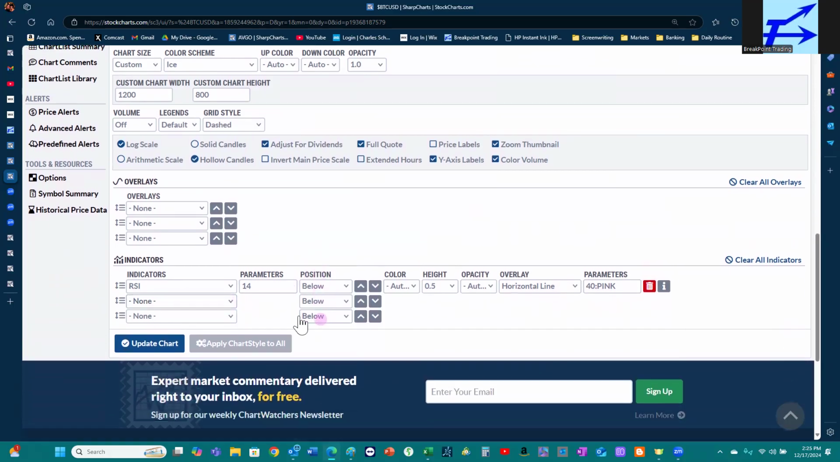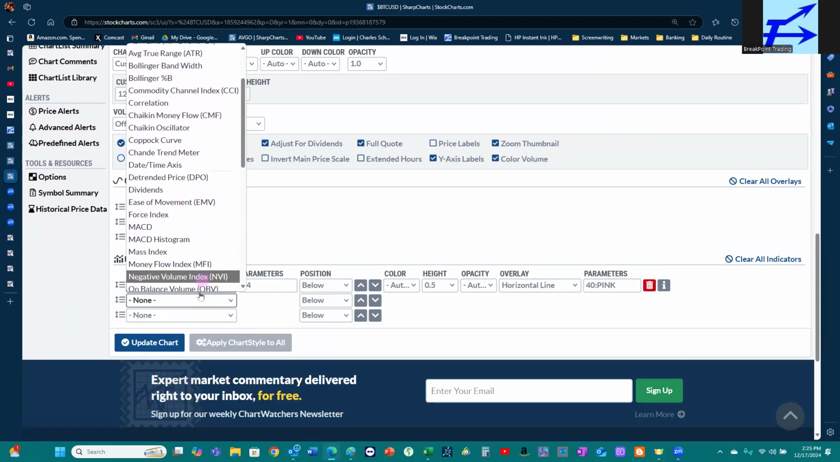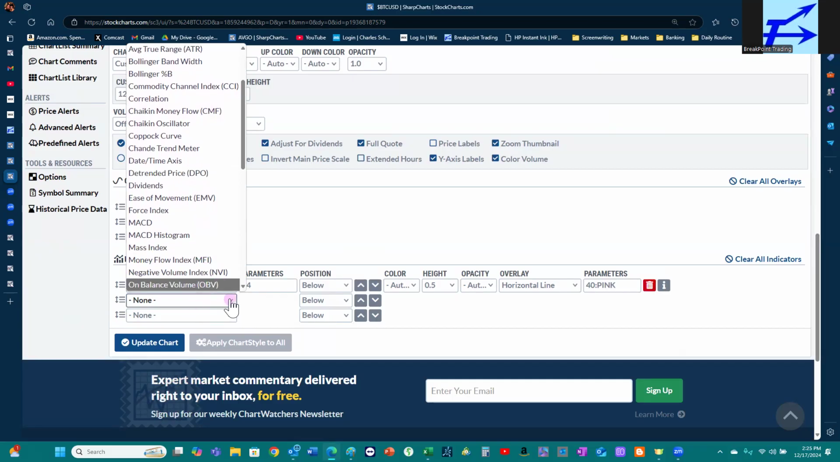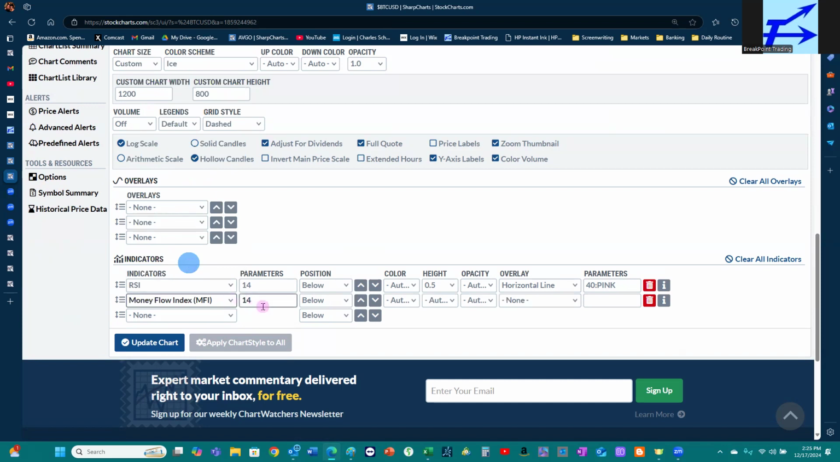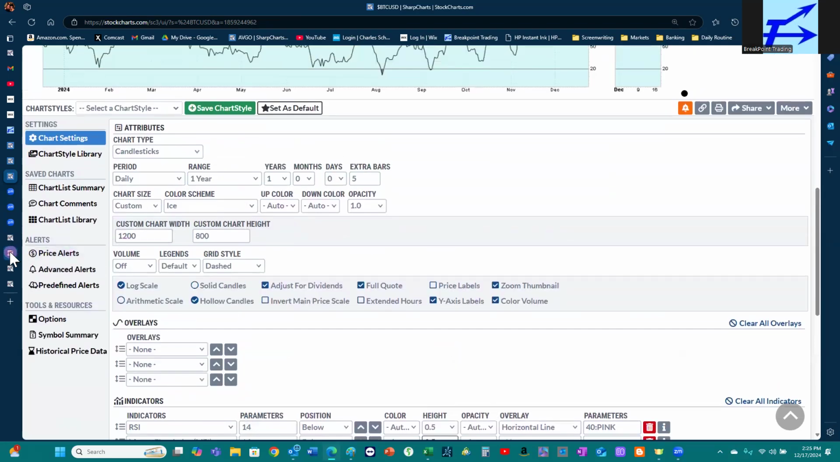The next cousin to RSI that I'm going to talk about is money flow index. So again, I click on the little window down here and go find MFI. Money flow index, again, notice it's 14 days. I'm going to put the same height to make it 0.5. And there it is. There's money flow. Now, what is money flow?